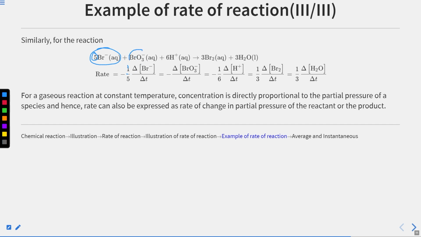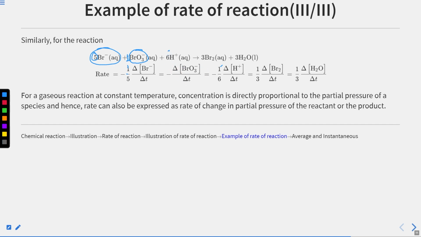Moving on to the next reactant, BrO3 minus. What is the rate of disappearance of BrO3 minus? It is minus delta BrO3 minus by delta t. Now since the stoichiometric coefficient is 1, the rate of disappearance of this species will be equal to the rate of reaction. So no need for division by any number or any integer. Not integer, we can say real number, that would be more appropriate because sometimes the stoichiometric coefficients are fractions also.